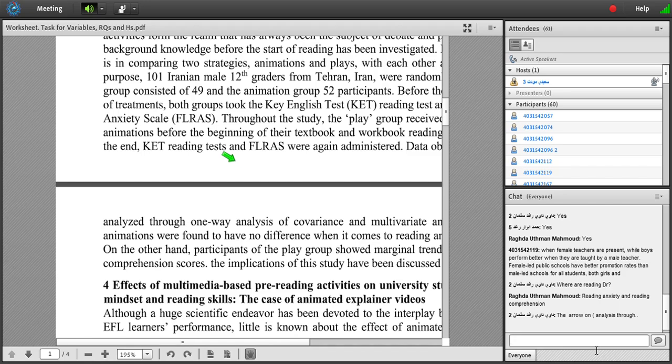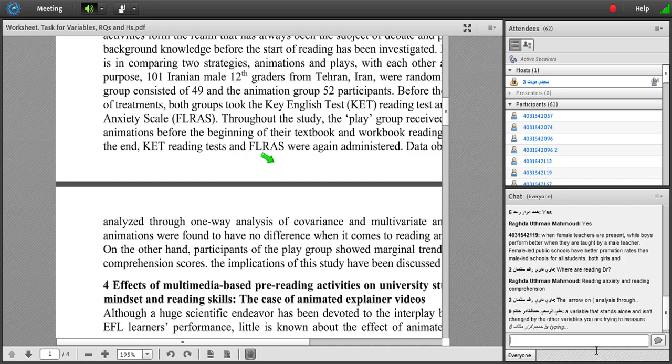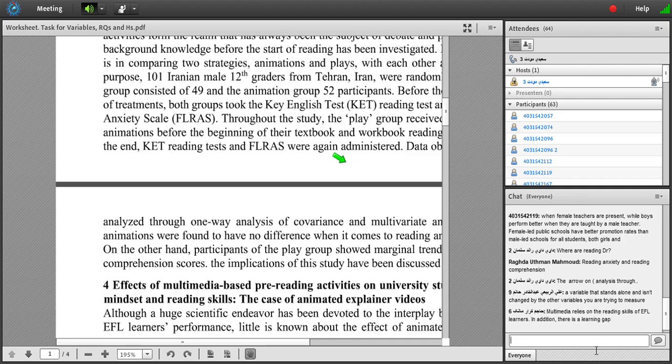I want to see the effect of pre-reading activities on what? On reading anxiety and reading ability. Yeah, this is dependent. Okay? So let's see another example. Effects of multimedia-based pre-reading activities on university students' development of growth mindset and reading skills.